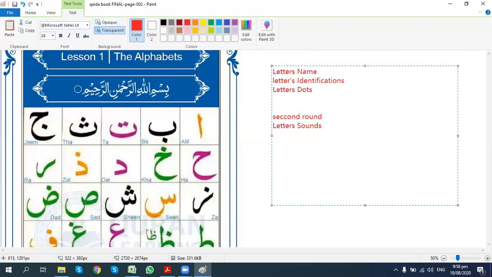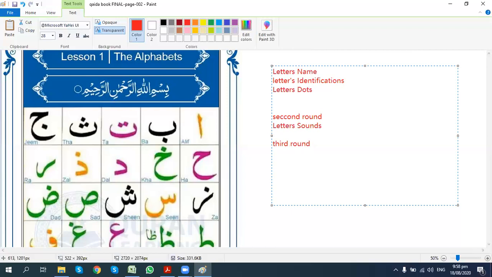So in the second round you will again start from Alif, and you can tell your students the sounds of the letters. You start from Alif and tell them that Alif has no sound, and then you go to Ba, and you tell every sound of the letter, like B, T, Sa, and so on.